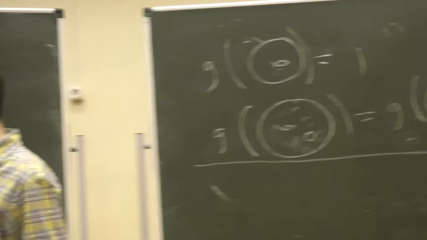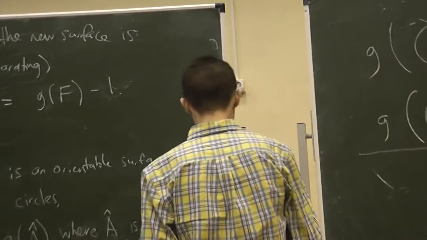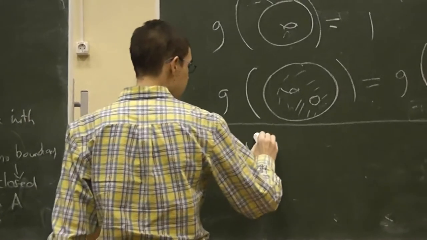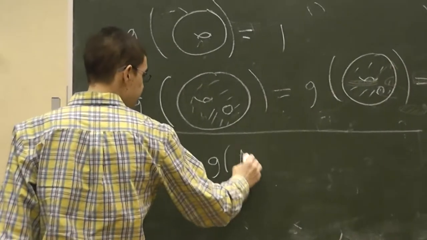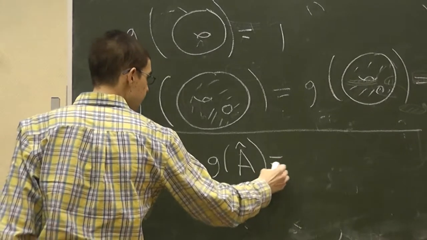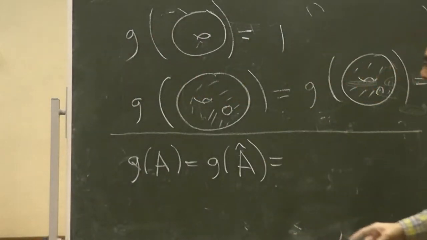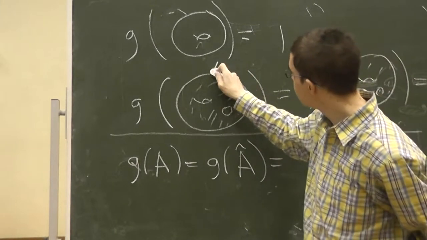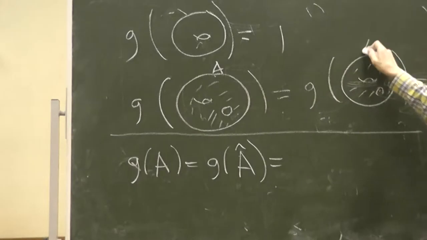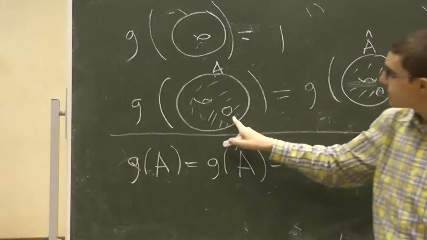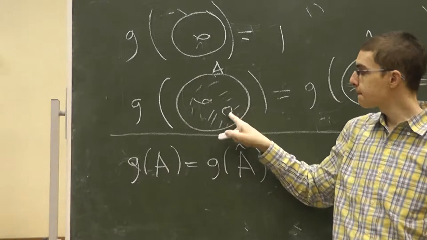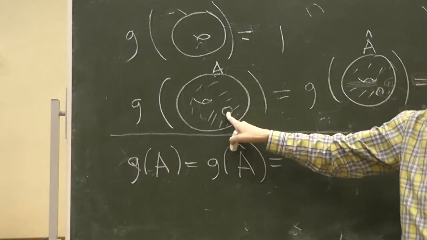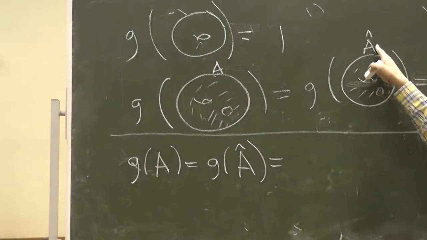Okay, so let's come back to this. So the genus of A is the genus of A here. Okay, so now what I'd like you to remind me is A hat. So let's say here is A, and here is A hat. You have some surface with boundary, and you glue in discs to close it up, and that's why I just called it A hat.